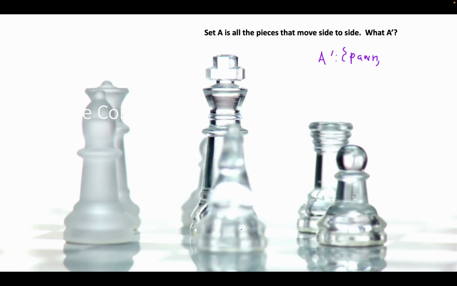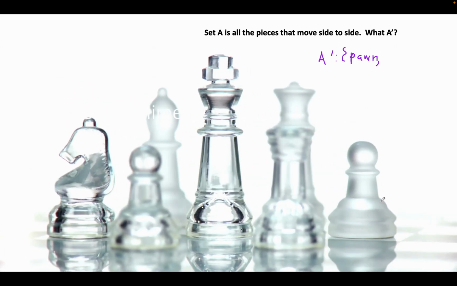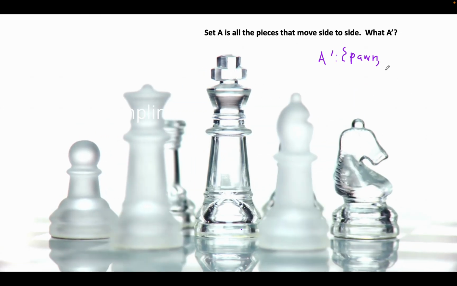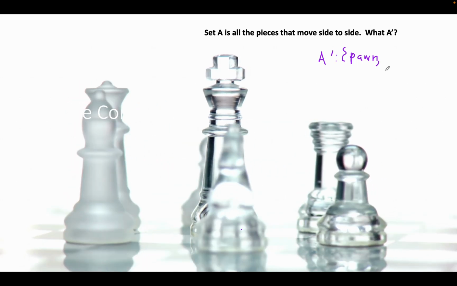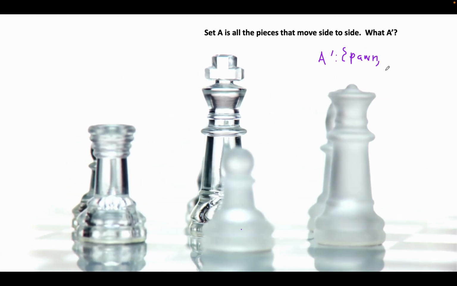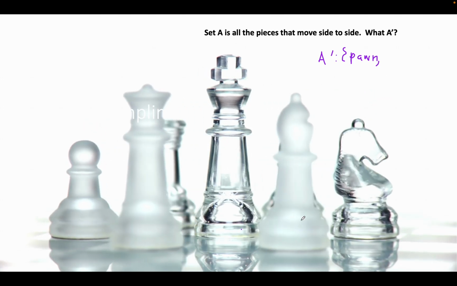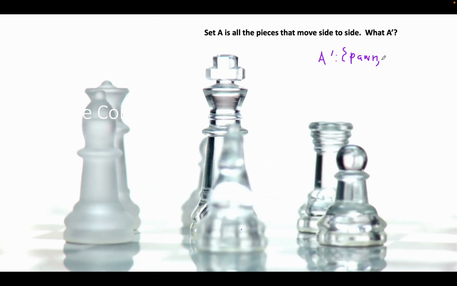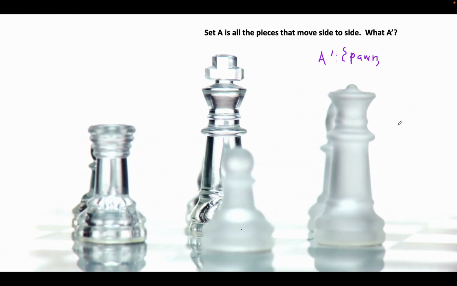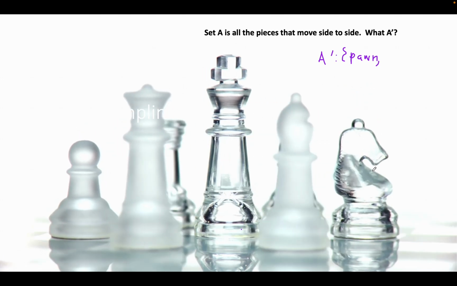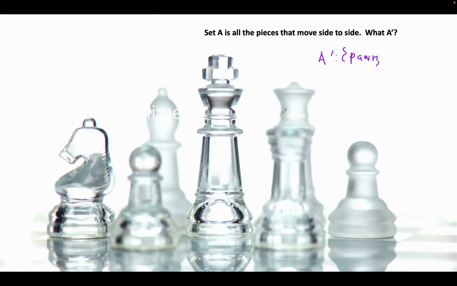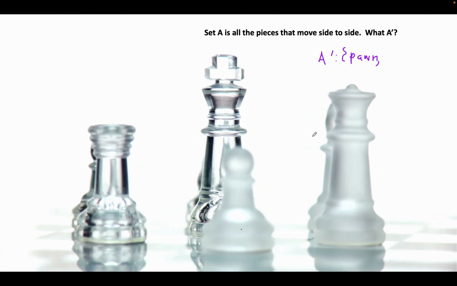All right, let's go next to the pawn. Cloudy pawn to the queen. Does the queen move side to side? It does. The queen moves side to side, forward, back, and diagonal. So the queen is not part of A prime. What about the bishop? Does the bishop move side to side? No. A bishop moves diagonally only. Next to the bishop is the knight. Do knights move side to side? No. They move in an L shape on the board.